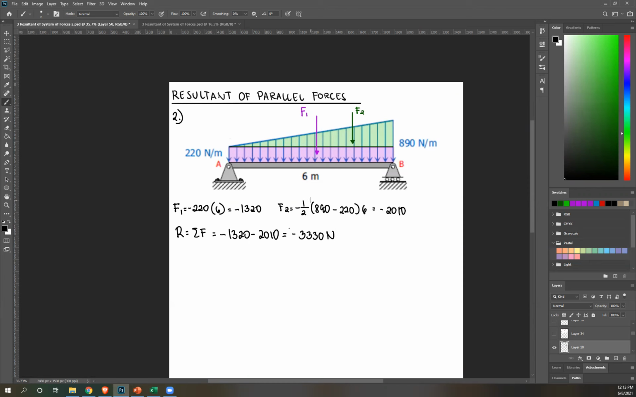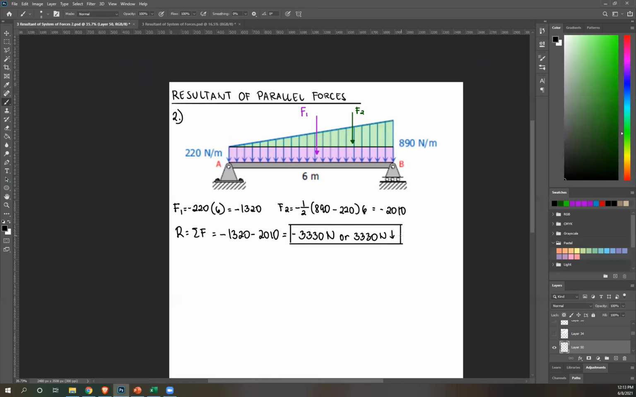Now, this negative sign does not denote an incorrect assumption. We didn't assume anything. It's already shown. So this just denotes its direction. You can also write it this way, 3,330 Newton downward. So that's the first part.